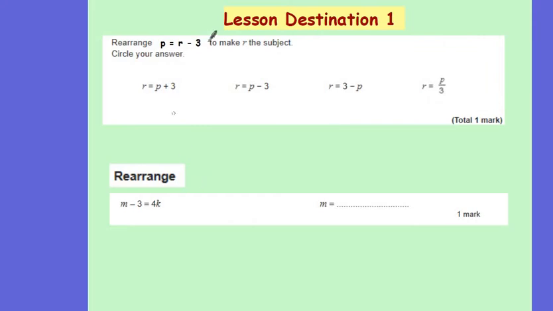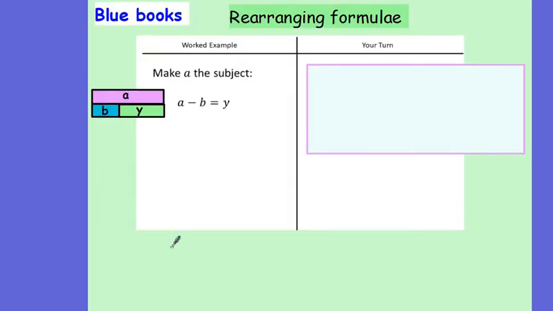For today's lesson, this is our lesson destination. We're looking at rearranging p equals r take away 3 to make r the subject, and rearranging m take away 3 equals 4k to make m the subject. To start us off, in your dark blue books, carrying on under the title that we were beginning on last lesson, I'm going to go through an example and then there's one for you to do.